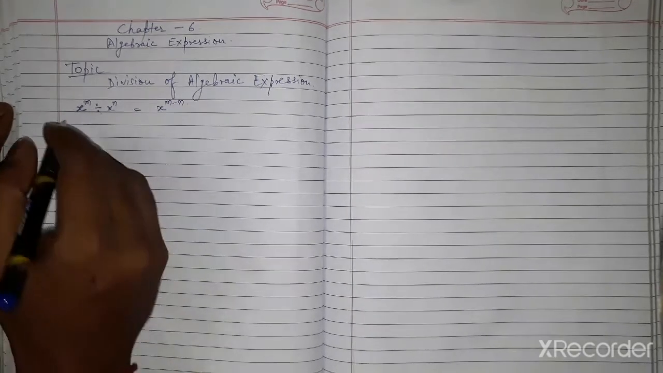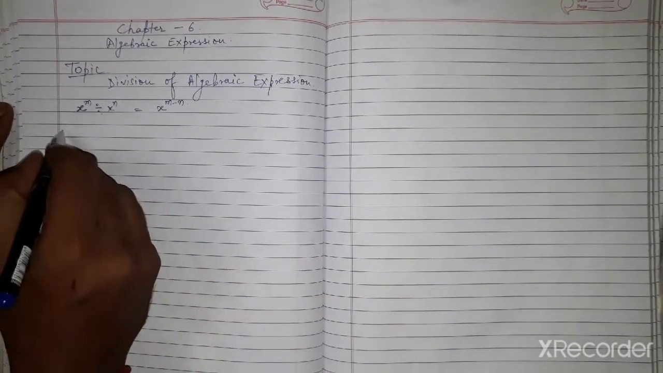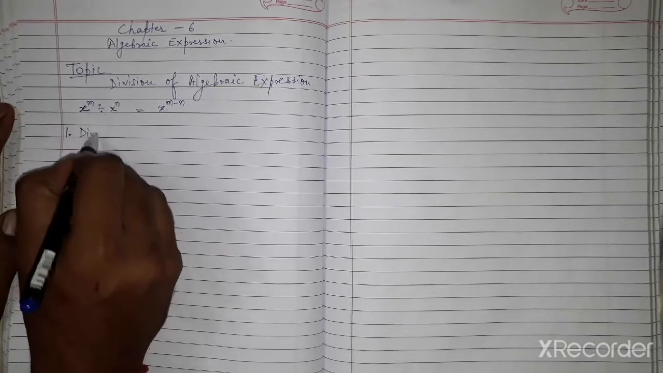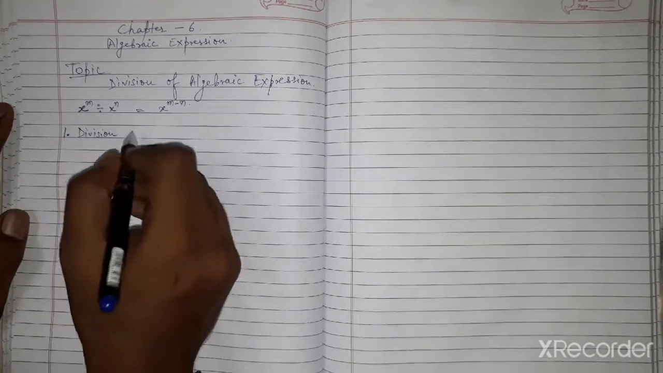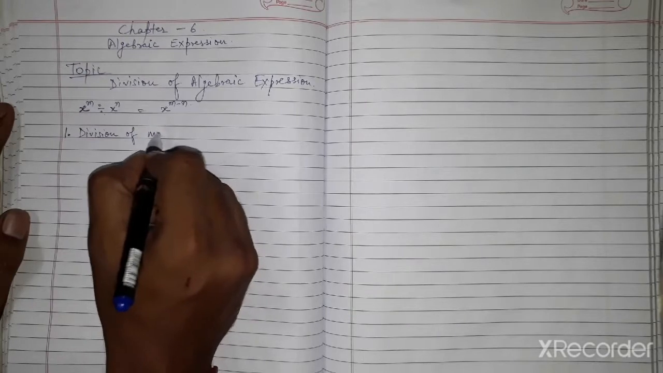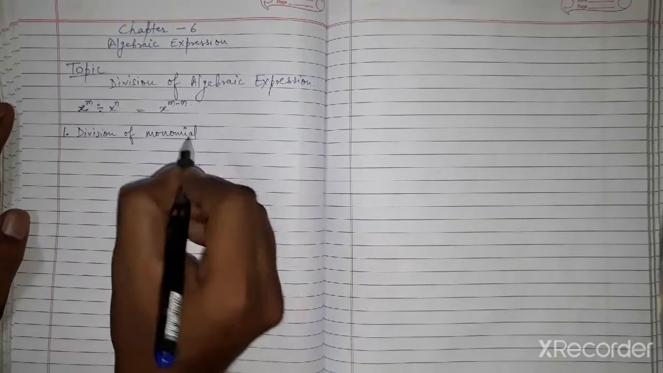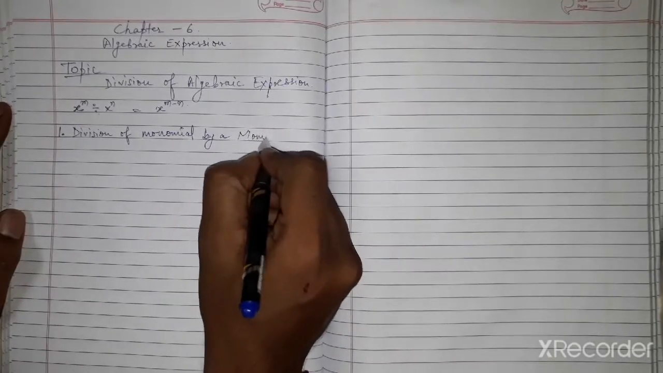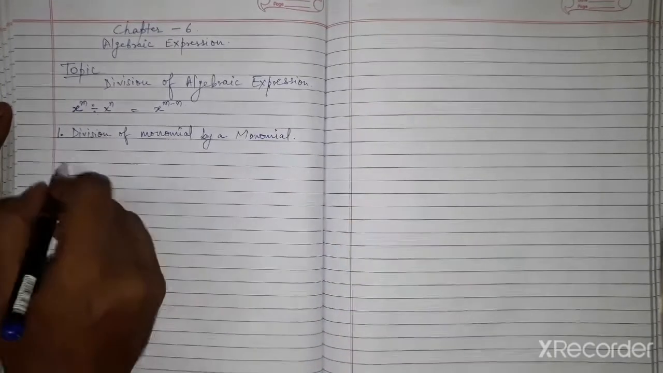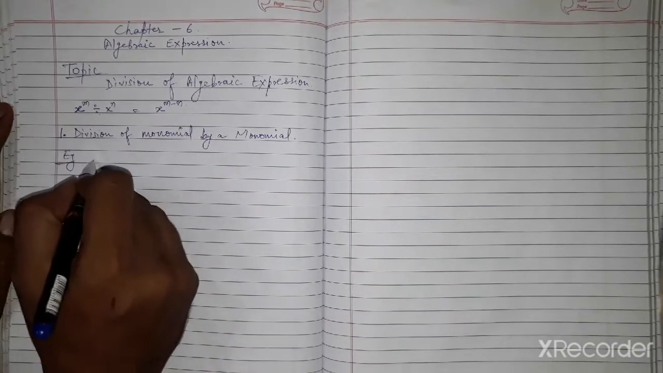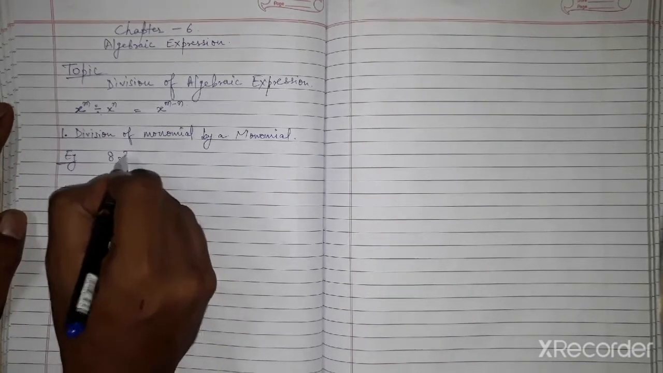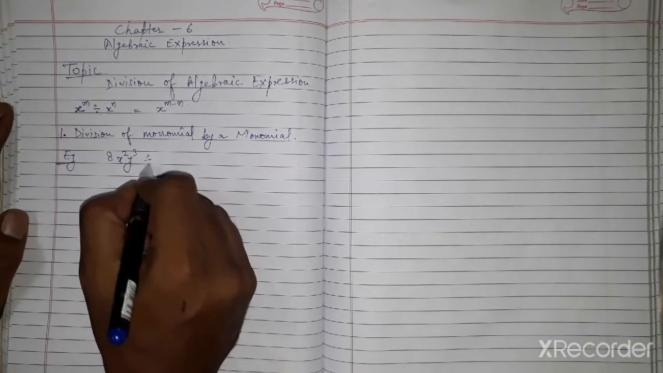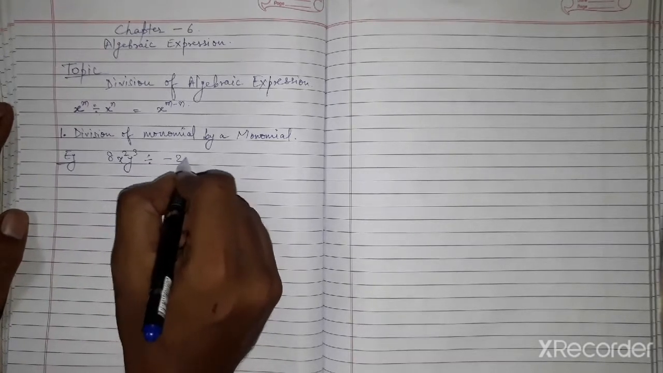Now let's start with our first subtopic, that is division of monomial by a monomial. Let's take one example. 8x square y cube divided by minus 2xy.